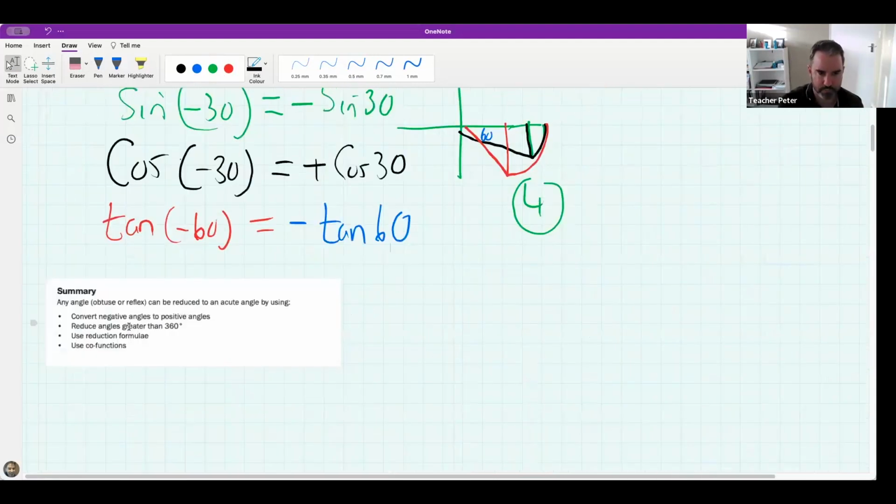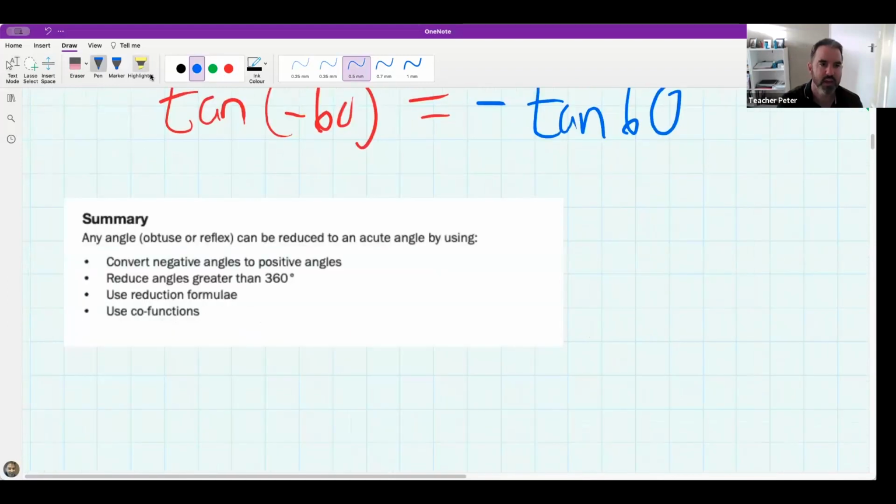In summary, it's a good little summary here. Any angle, obtuse or reflex, can be reduced to an acute angle by doing the following. By converting negative angles to positive angles, which is what I was just doing. By reducing angles greater than 360 by writing them like 360 plus something or 720 plus something and then reducing. By using the normal reduction formula that you were learning about previously. And then the last thing is something called co-functions.